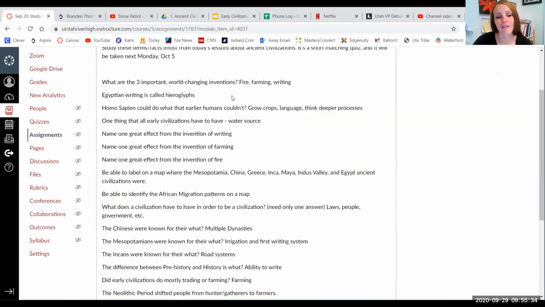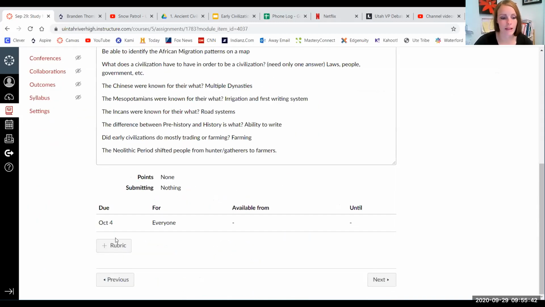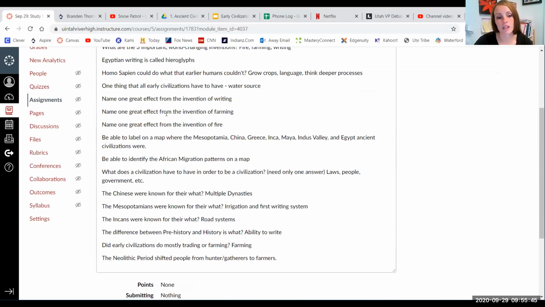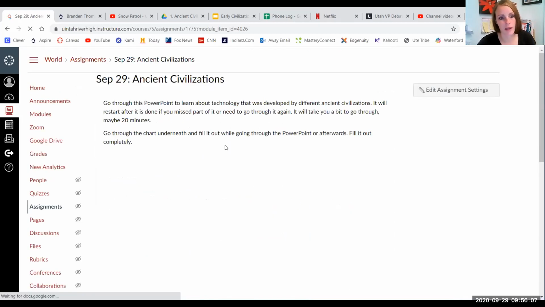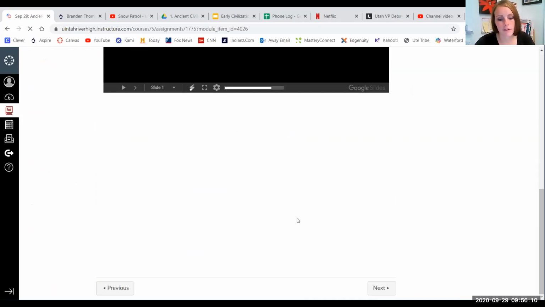This is just a study guide of things that are going to be on your quiz that you take at the end of the week, when all this stuff is done. So just make sure you look at that list. Again, some of the stuff was yesterday, like African migration patterns. You have to look at a map like, oh yeah, this is the migration pattern, where all the little arrows go. So anyways, this other one is the one that you're going to be doing today and filling out. So let's get started then.